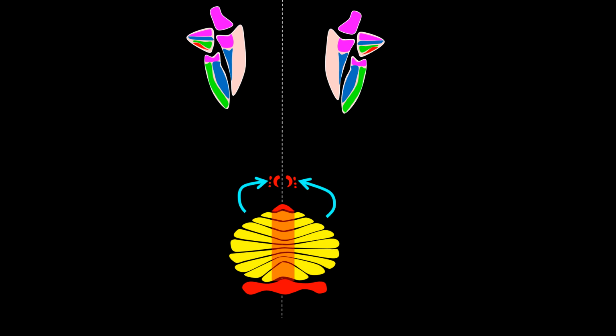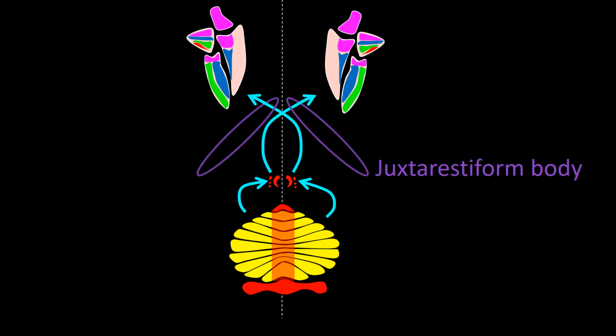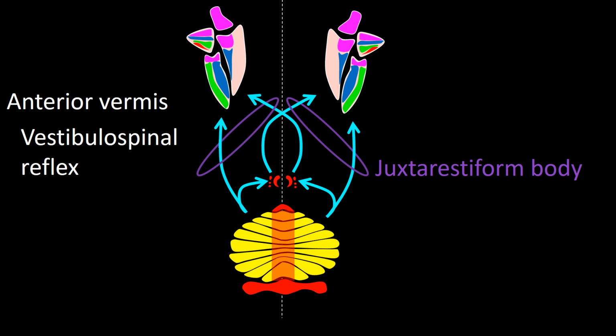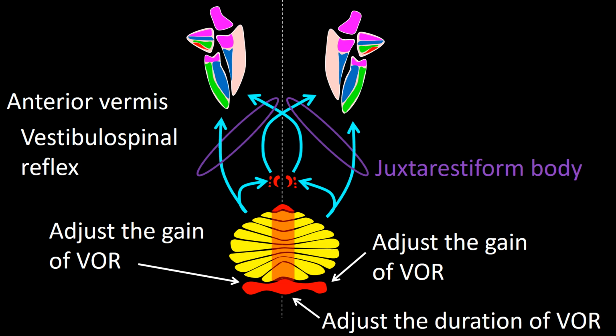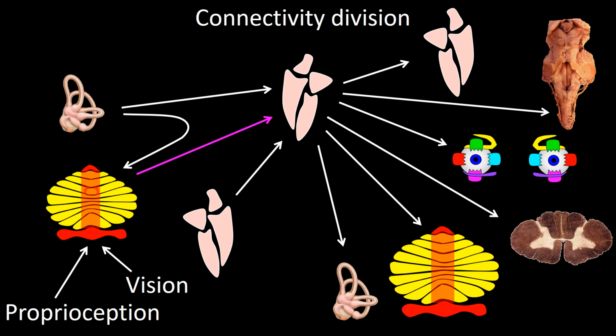Fibers from the cerebellar vermis and the flocculonodular lobe contact the fastigial and the nuclei interpositus, and from these nuclei fibers cross to the opposite side and reach the vestibular nuclear complex through the juxtarestiform body, while other fibers go directly from the cerebellar cortex and the flocculonodular lobe to the vestibular nucleus. The anterior vermis appears to be involved with vestibular spinal reflexes. The flocculus deals with the gain of the vestibulo-ocular reflex, and the nodulus with the duration of the vestibulo-ocular reflex. It stems from the later comments that the cerebellum brings proprioception and vision-related information to the vestibular nuclear complex.